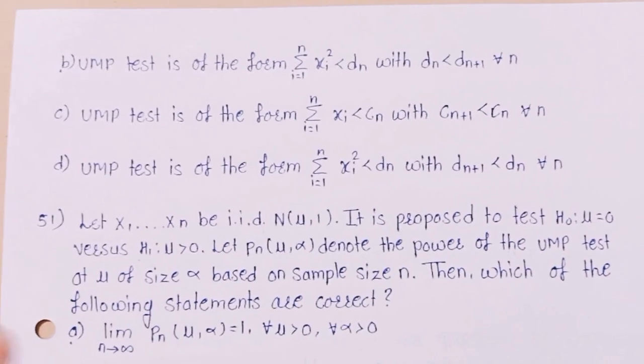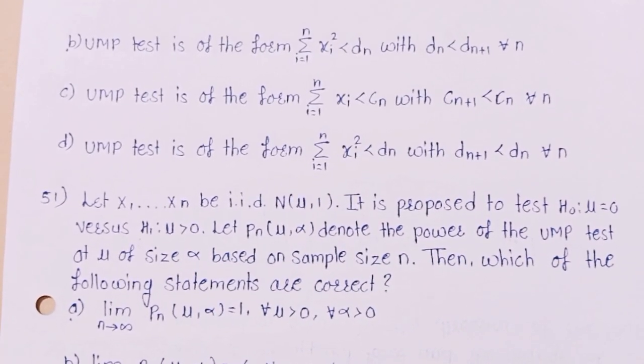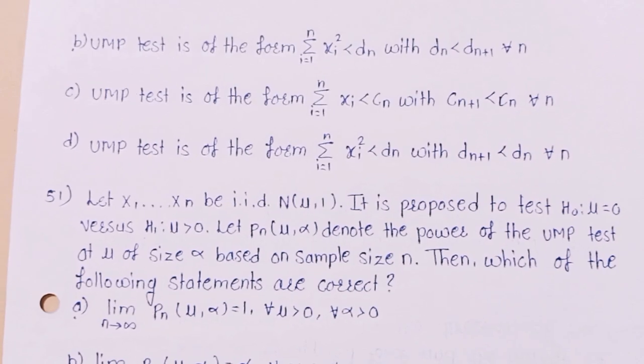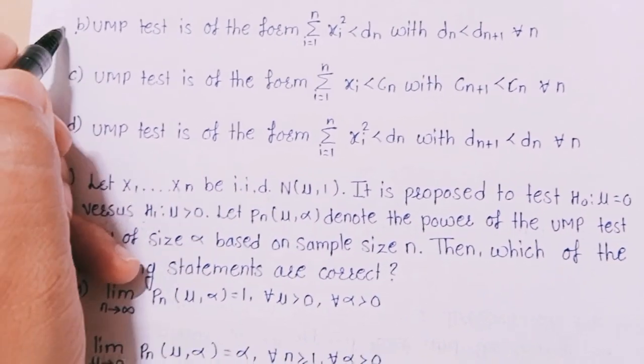सही ऑप्शन बी. UMP test is of the form summation i varies from 1 to n xi² less than dn, with dn less than dn+1 for all n. The correct option is B.